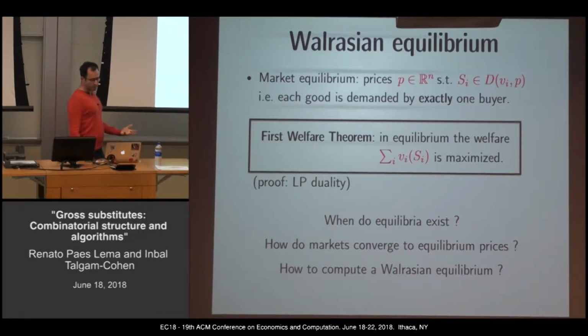There was a problem that Kelso-Crawford looked at: when does equilibrium exist? And maybe a slightly more challenging one: do markets converge to equilibrium prices? How do the markets work? And we can ask ourselves, as computer scientists, how do we compute a Walrasian equilibrium?